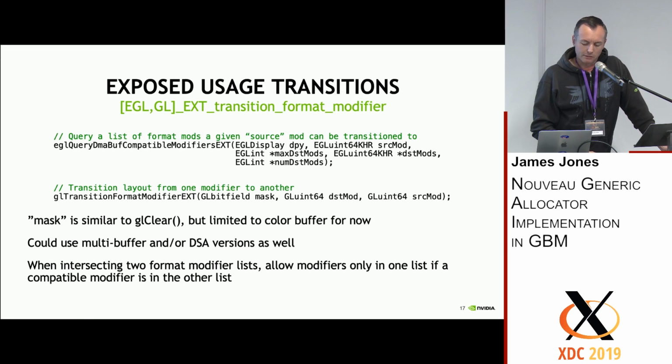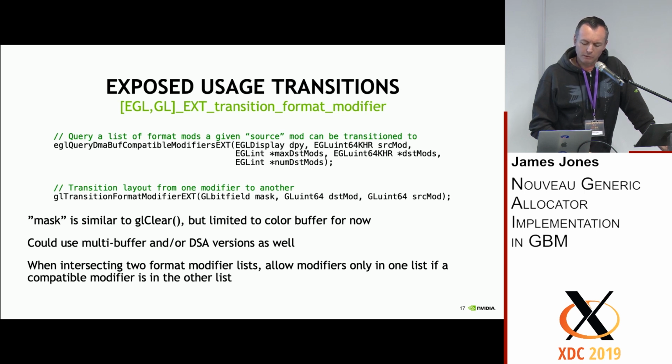So once you have that list, an application can potentially call this GL transition format modifier function. And the function signature here is basically borrowed from GL clear. So you can pass in a set of color masks that represent buffers bound to the frame buffer. And this command will take all those bound buffers and transition them from one format modifier to the new one.